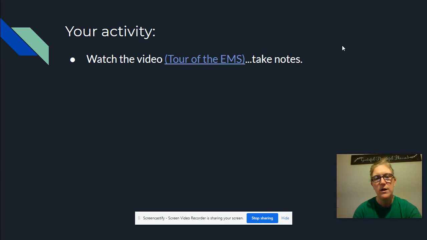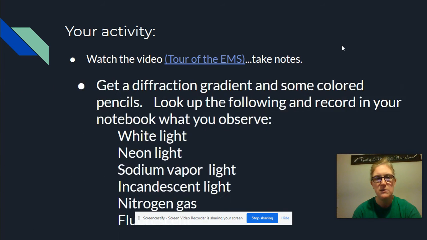Your activity this week, we watched that video, the tour of the EMS. We took some notes. If we were in class, this is what I'd planned. We were going to get a diffraction grating, which is basically a thing you hold up to light and it splits the white light. Every element has its own unique spectrum. It gives off its own bit of radiation. And we watched in The Poisoner's Handbook, they talked about this. They use the spectrum to solve a crime in one part of that. Anyways, we won't get to do that right now. Maybe when we get back.